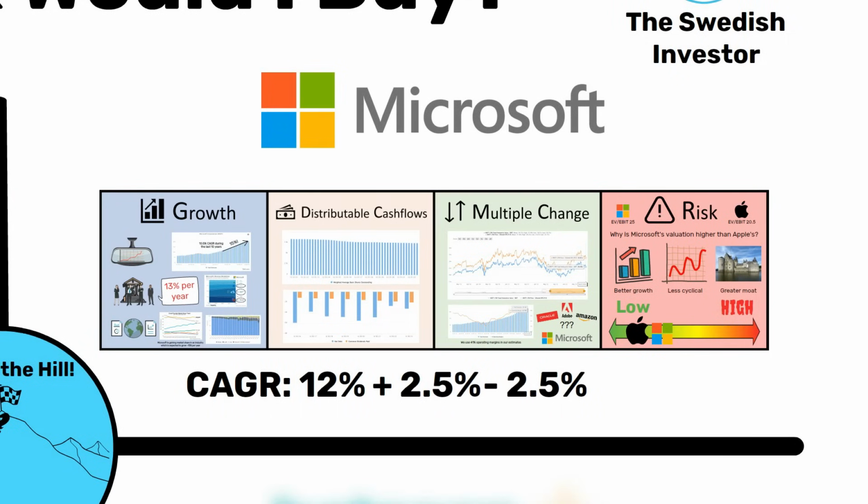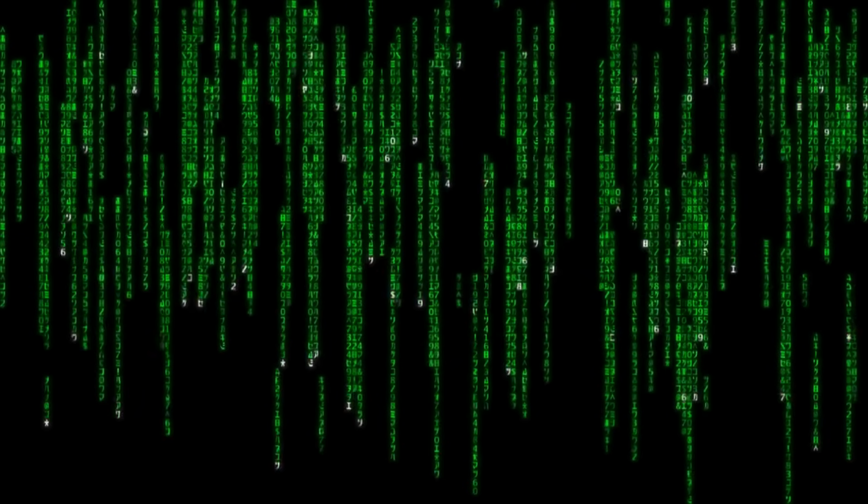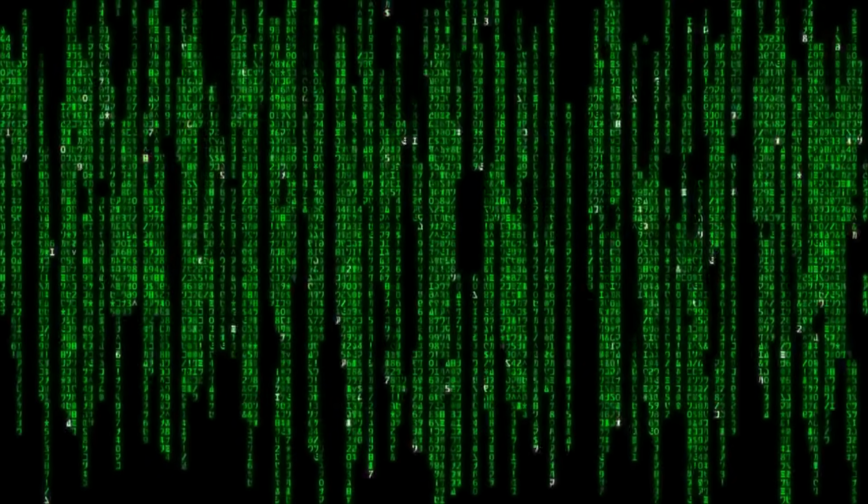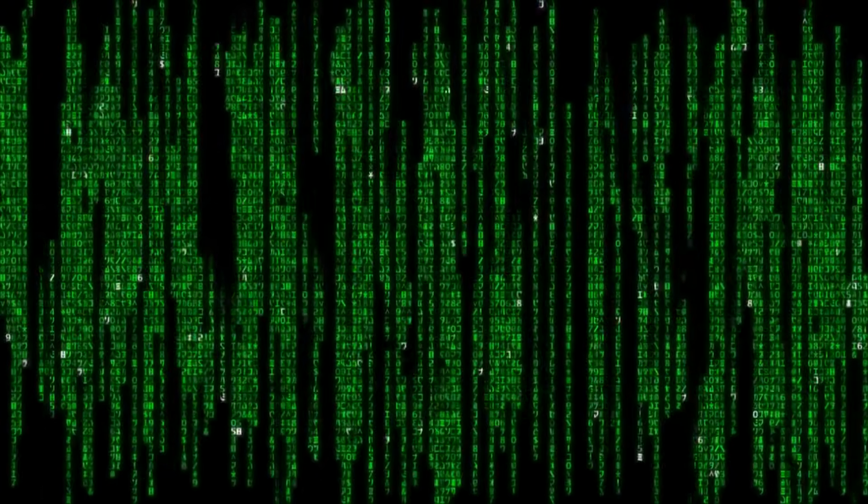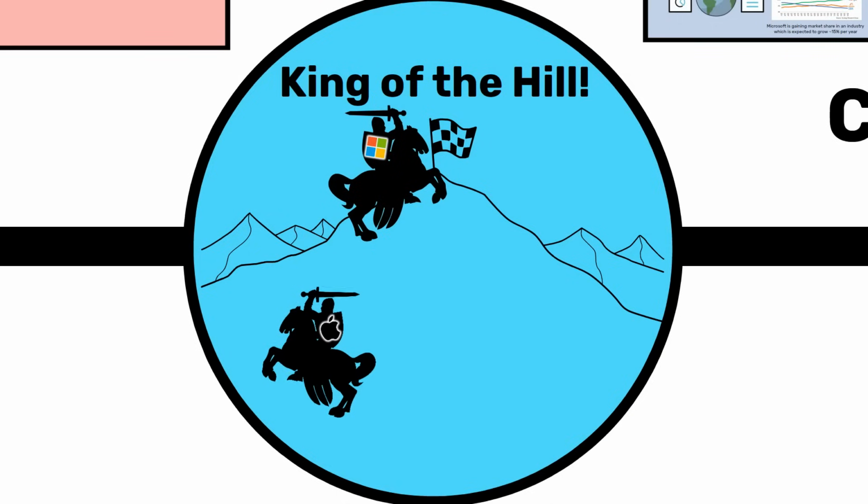Adding together the 12% return from growth, 2.5% from distributable cash flows, and minus 2.5% from the contracting multiple, we end up with 12%. This is not uninteresting. If Microsoft can achieve this, it will probably outperform the market over the next few years. Given that our numbers are correct, Microsoft will beat Apple by 8% per year in the coming 3 years. We believe that the difference in risk profile doesn't make up for this, and therefore, Microsoft is now the king of the hill.